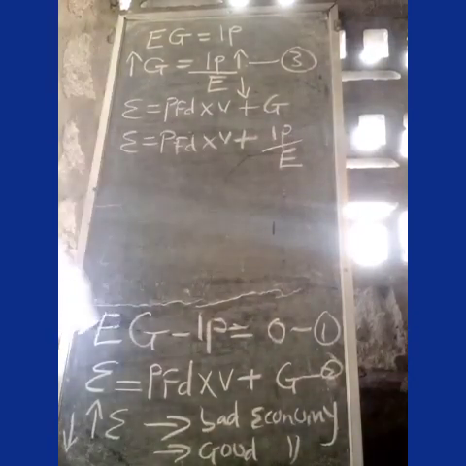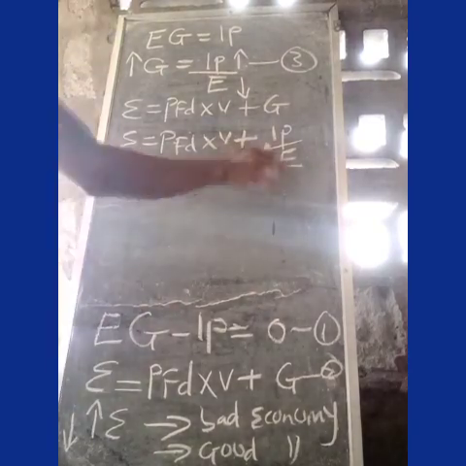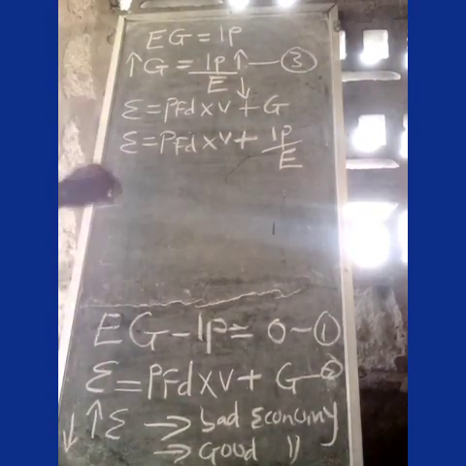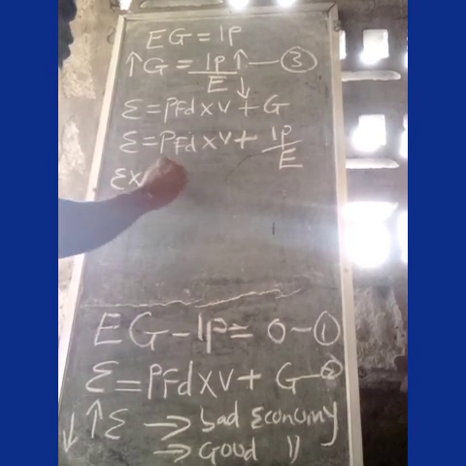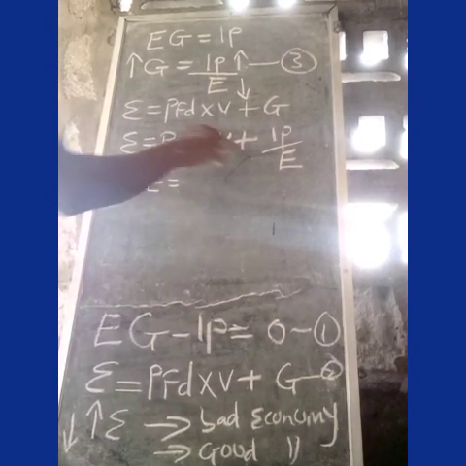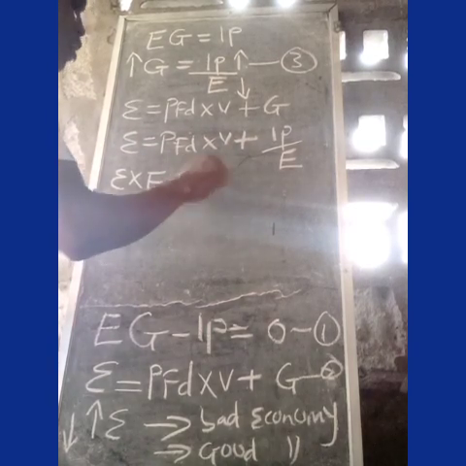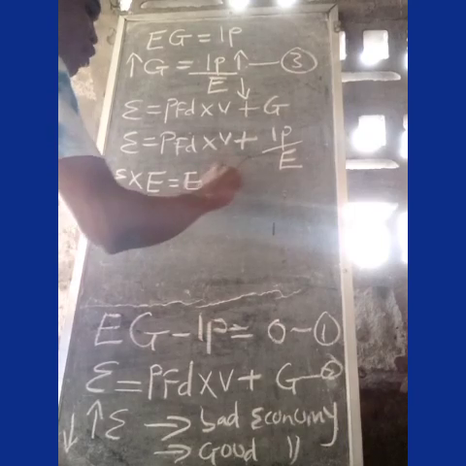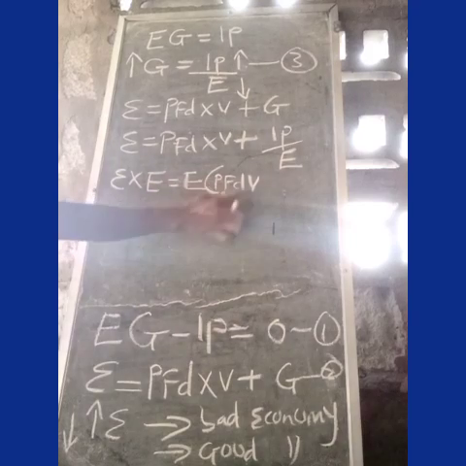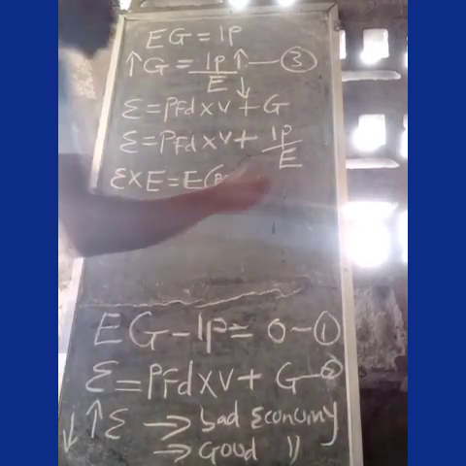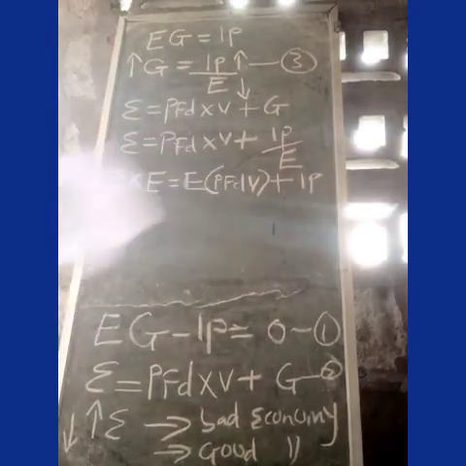Let's clear this fraction. How do we clear it? We multiply through by entrepreneurship, big E. So economy times E will be equal to per disperser times V, which is PFDV times E. Per disperser is something on its own, volume is on its own. Then plus IP. This will be the correct one.